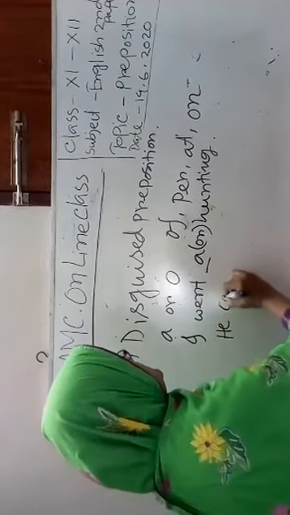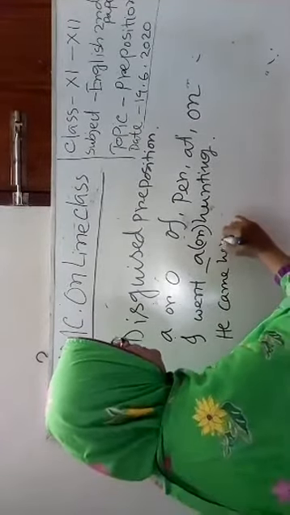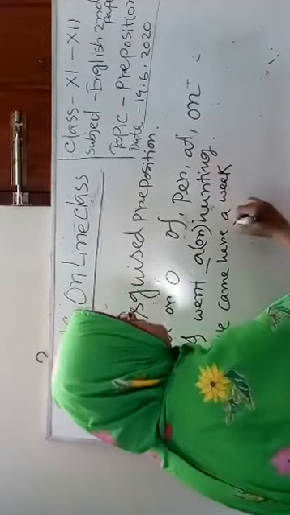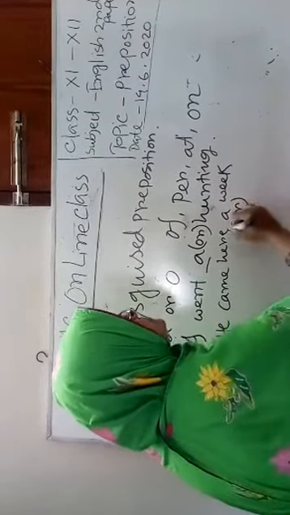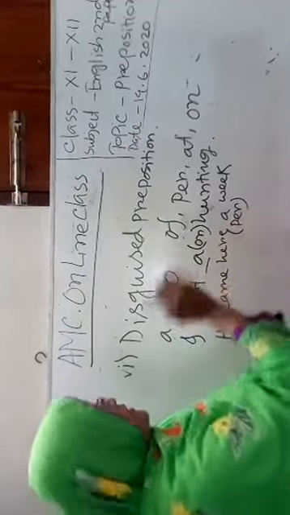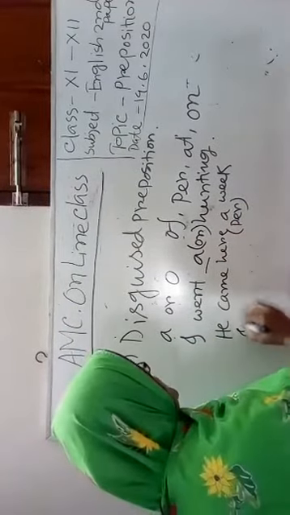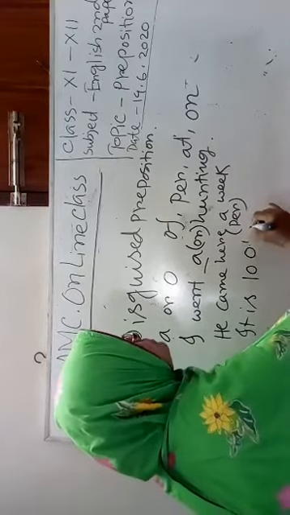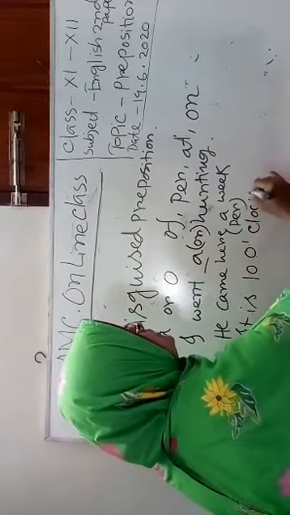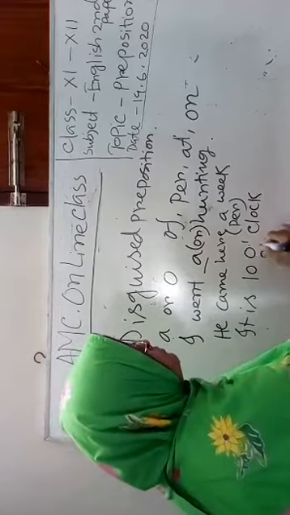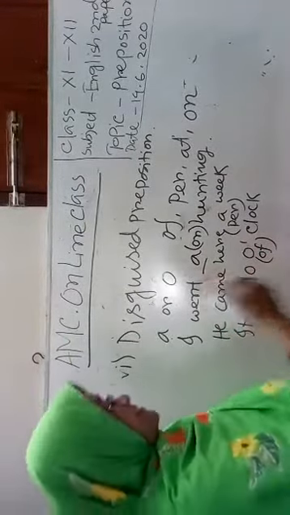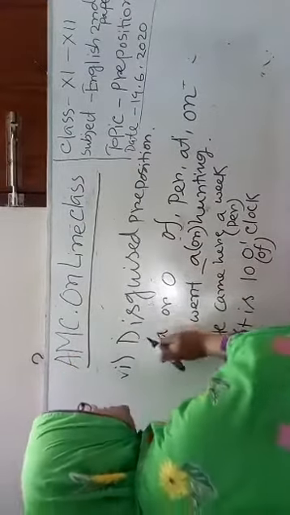He came here a week. A par is hidden in this A. It is 10 o'clock. And off is hidden in this O. So these are the examples of disguised preposition.